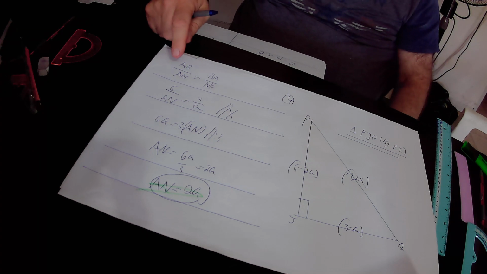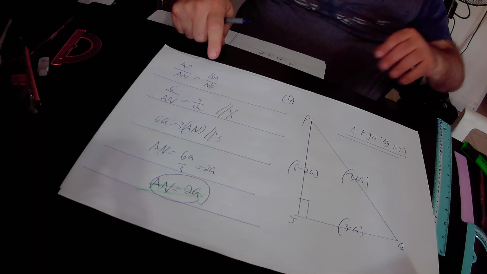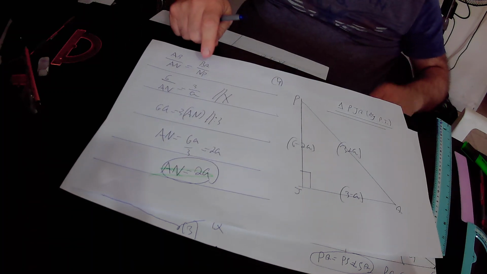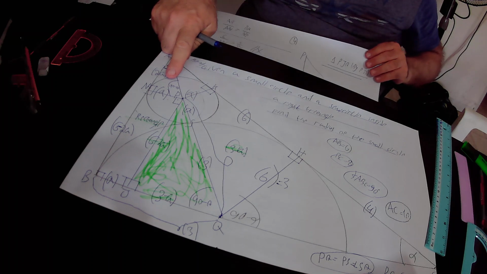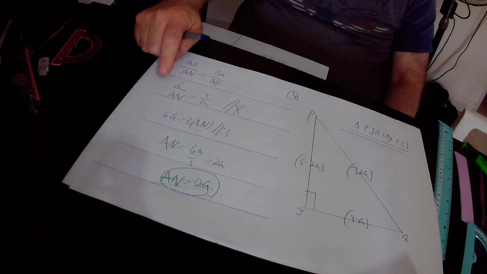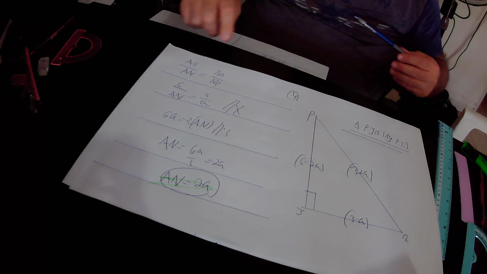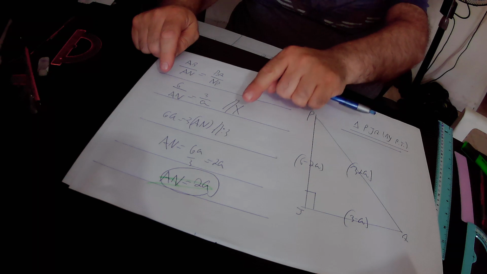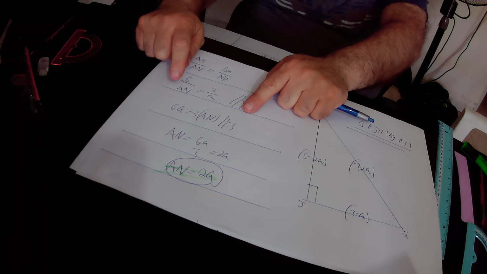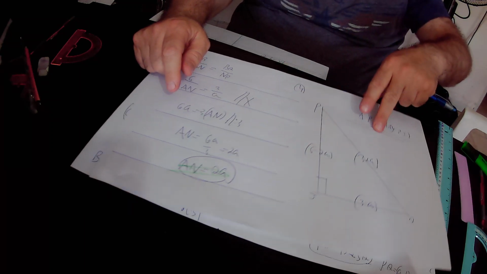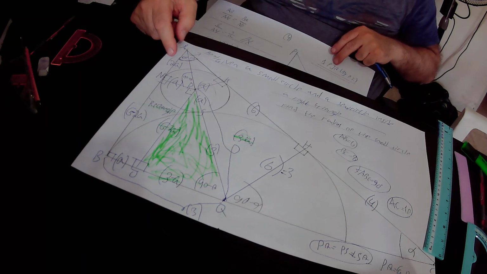AB is 6, AN is the missing side, so we leave it as it is. BQ equals 3, it is the radius of the semicircle. NP is the radius of this small circle, that is A, the radius that we are looking for. So we find that 6 over AN equals 3 over A. Here we can cross multiply and find that 6A equals 3AN. Here we divide this equation by 3 and find that the missing side AN equals 6A over 3, that is 2A. So this is the missing side AN, and it equals 2A.